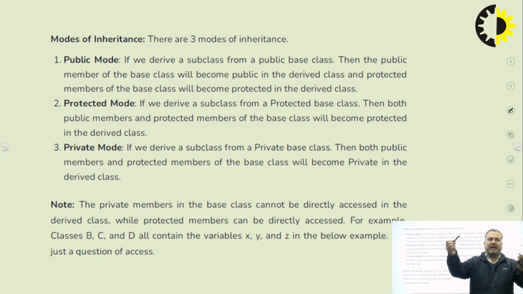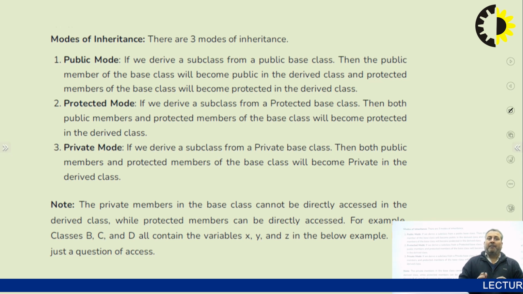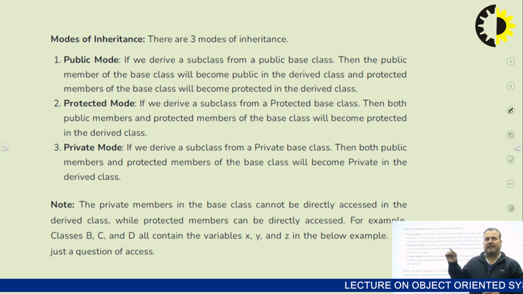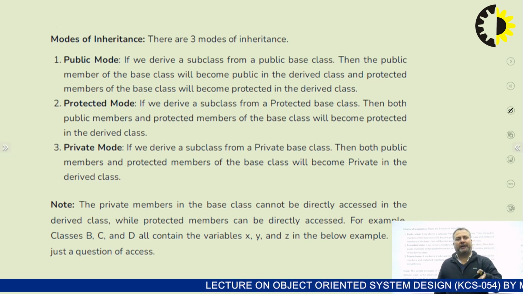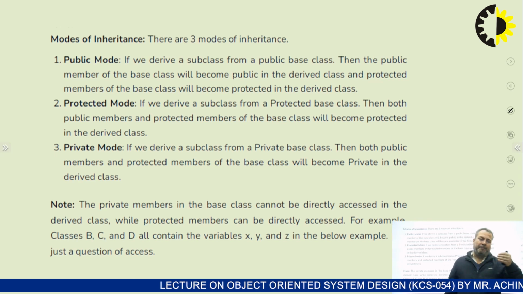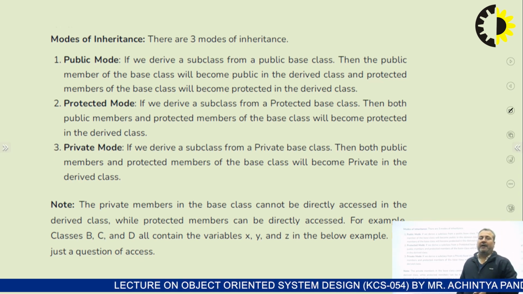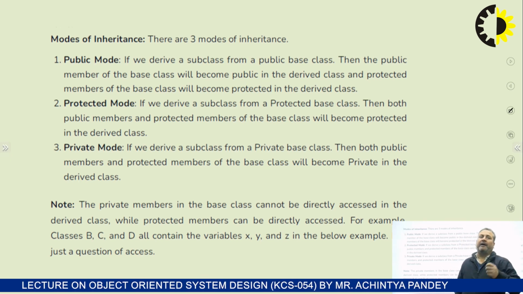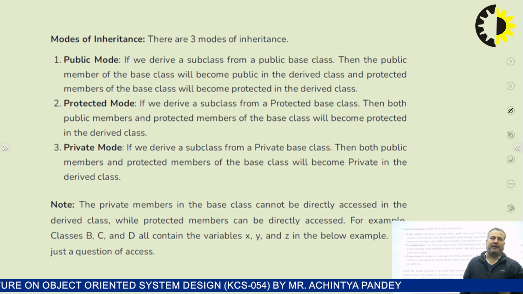Now, if the base class has public, private, protected, whatever the data is, but that base class is inherited privately, meaning we write class XYZ colon private ABC, okay? So even the public or protected data of the base class become the private data of the derived class. So in the derived class, that data cannot be accessed by the object of that derived class. That's all.